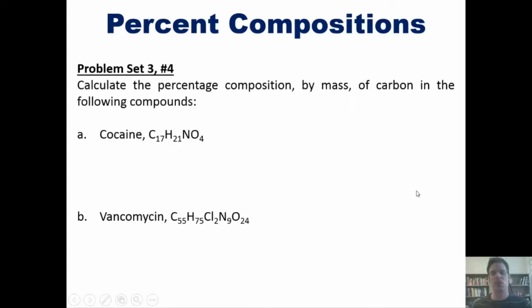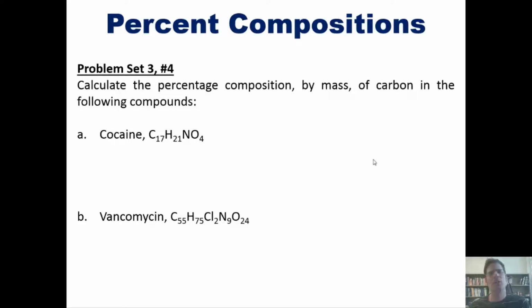Calculate the percent composition by mass of carbon in each of the following compounds: cocaine and vancomycin. Cocaine is, of course, very horrible, while vancomycin is a very potent antibacterial agent. Now, I'm not going to do this one for you, but we'll invite you to do it on your own. If you wish, you can click a link here to a separate video in which you can see how this kind of problem is undertaken.